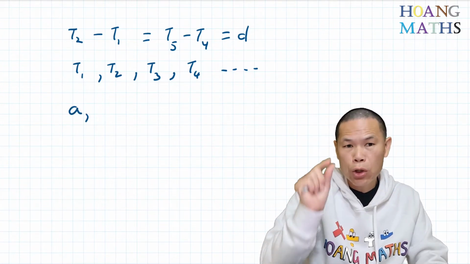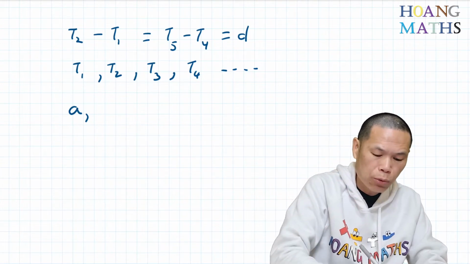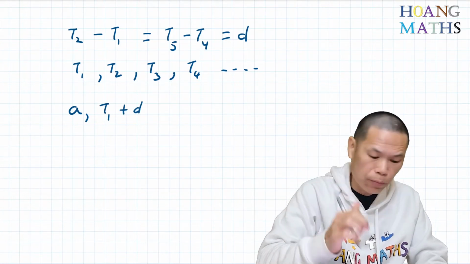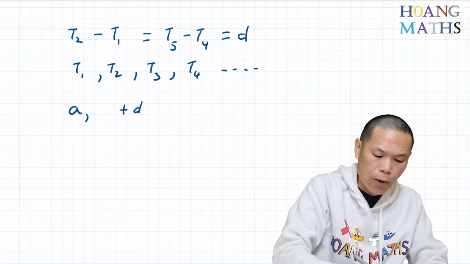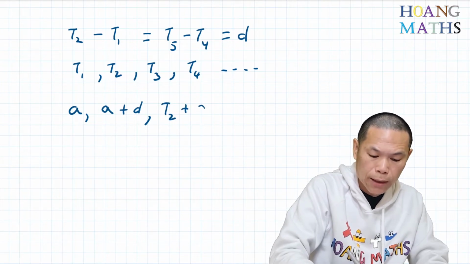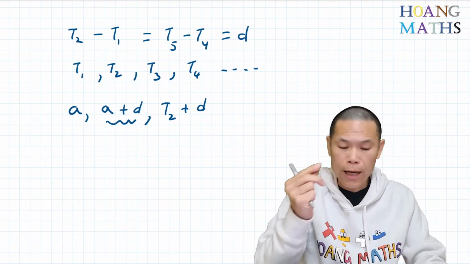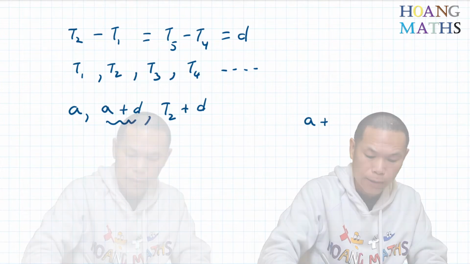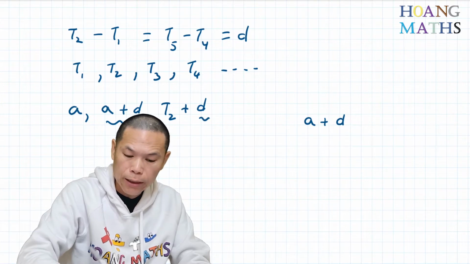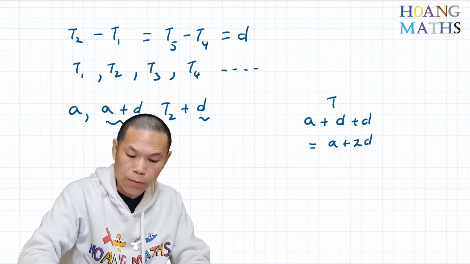Term 2 minus term 1 is the common difference D. In other words, term 2 will be equal to term 1 plus D. And we know that term 1 is A, so we just go A plus D. Term 3 is equal to term 2 plus D, and term 2 is A plus D, so that means A plus D plus another D. So that gives me A plus 2D. So this is term 3.